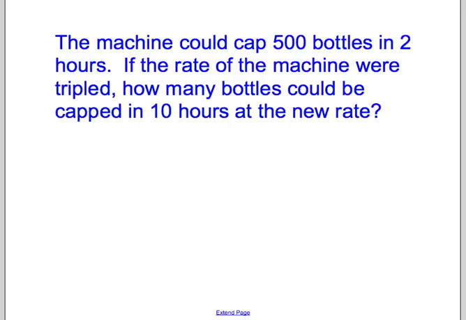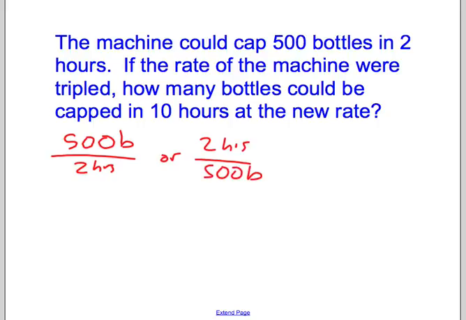So we're going to solve this using the rates the first time, so it won't be that big of a deal to understand that the number of bottles you're capping in an hour is similar to distance on the other problem. So let's write down the 500 bottles over 2 hours, or 2 hours over 500 bottles. That's the rate. And if we were to triple the rate, if we're able to do 500 in 2 hours, and we were to triple that rate, how many could we do in 2 hours?